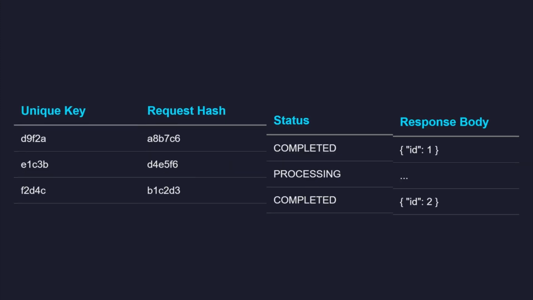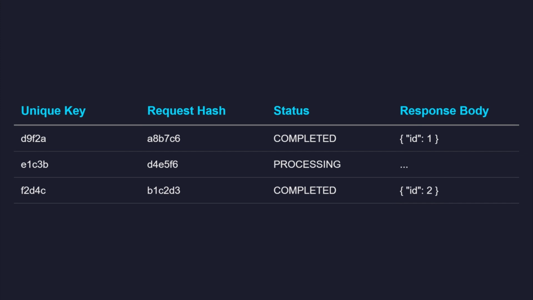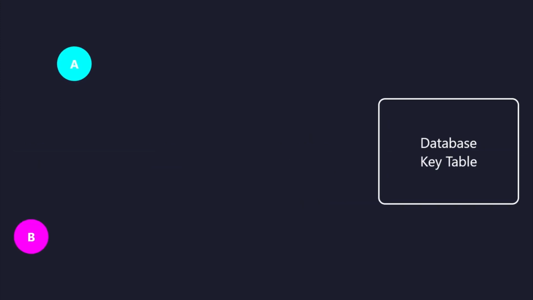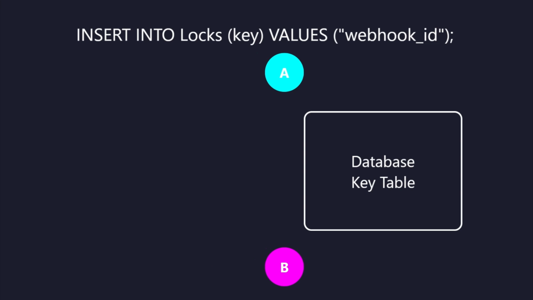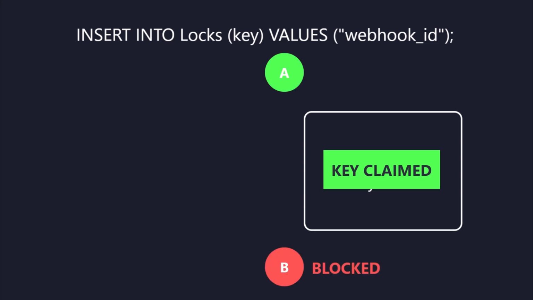Your idempotency table requires columns for the unique key, the request hash, the current processing status, and the serialized response body for completed operations. Execute an atomic insert or a select for update statement to claim the key, preventing two concurrent requests from processing the same webhook simultaneously. If a lookup reveals a status of started, the server should return a 429 too many requests status code to indicate processing is ongoing.